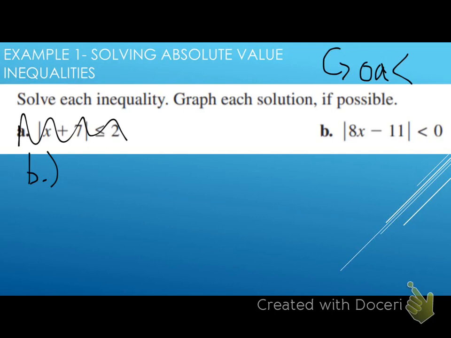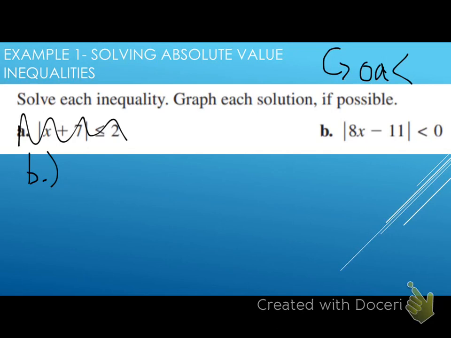Okay, is my absolute value completely by itself? Yes. Is my C value greater than 0? No. It equals 0, right? But it's not greater than 0, is it? So I've got to look at the statement that it's saying here. Absolute value of 8x minus 11 is less than 0.